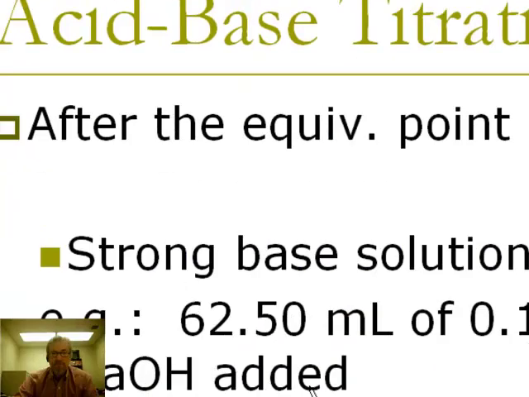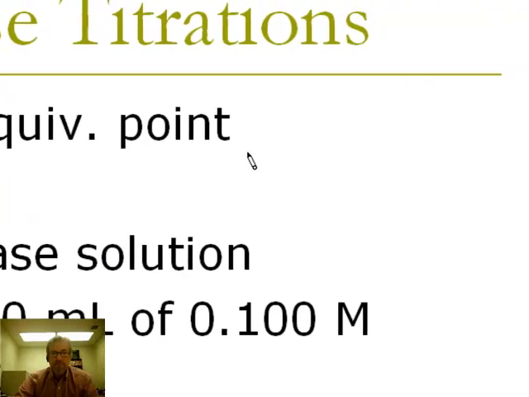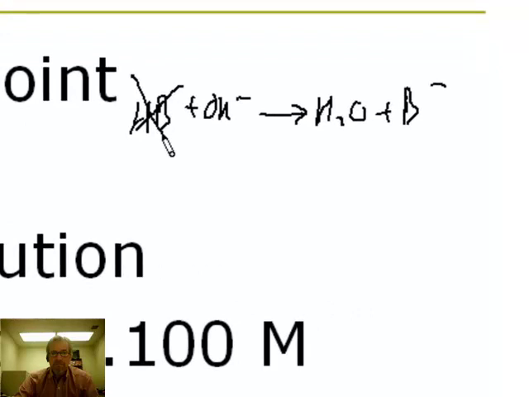After the equivalence point, what do you have? Well, going back to our neutralization equation for our generic HB acid, reacting with OH minus, producing water, and producing B minus, we have now added so much OH minus that the HB is all gone. We've produced a bunch of B minus, and that will always be there. But now we're starting to add OH minus that can't react with anything because the other reactant is gone. So the concentration of OH minus goes up and up and up.